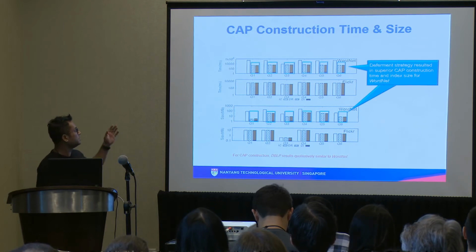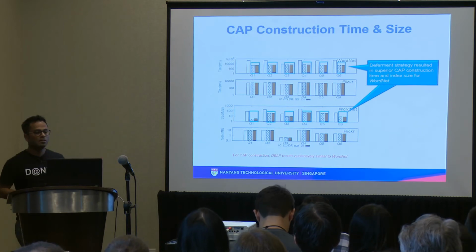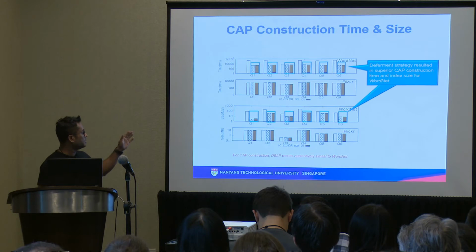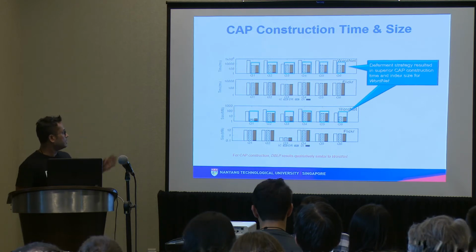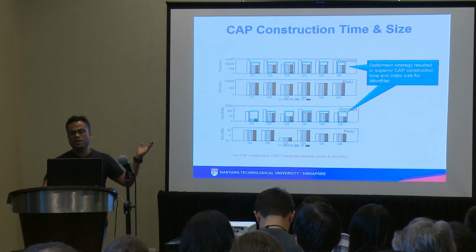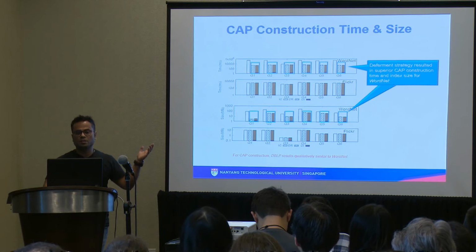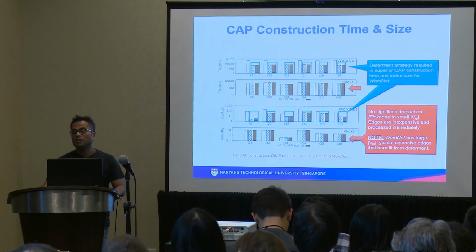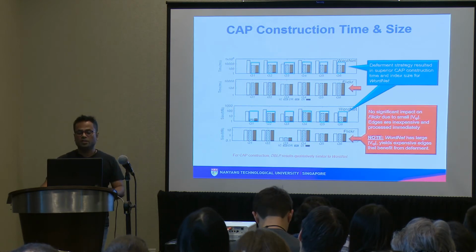Lastly, you can see the cap construction time and the size. As you can see, the size is pretty modest. For all these networks, we can easily have the cap index construction time around 100 MB. And the deferment-based strategy has a better cap index performance compared to the immediate construction strategies.